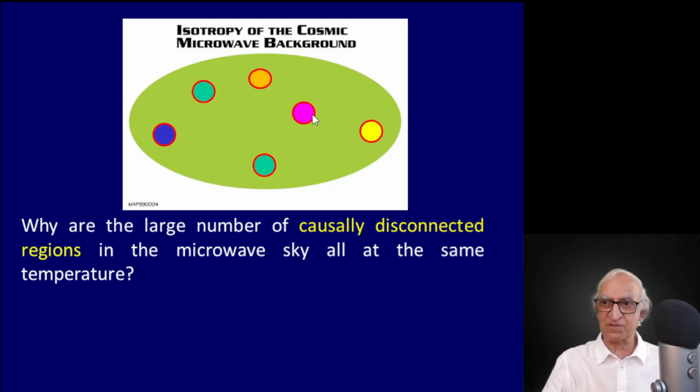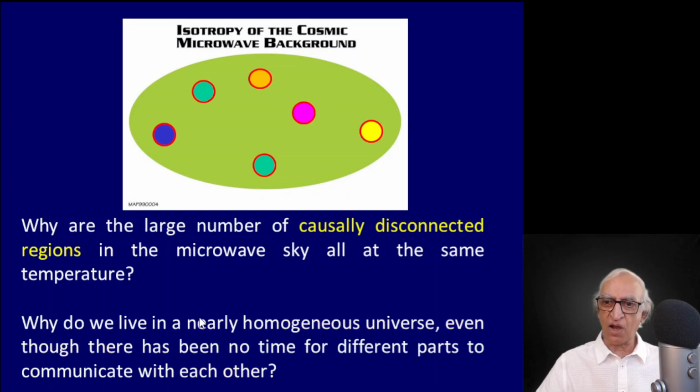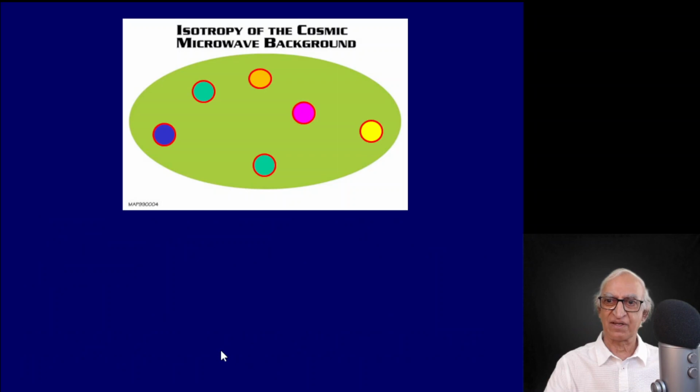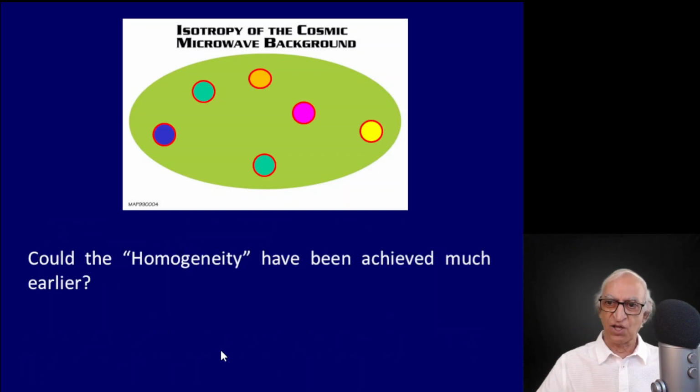So why is the temperature the same? Why do we live in a nearly homogeneous universe, even though there's been no time for different parts of the universe to communicate with one another and come to the same temperature? So that is the question. Now you may say, but look, maybe the homogeneity of the universe was achieved at an earlier time, earlier than 300,000 years.